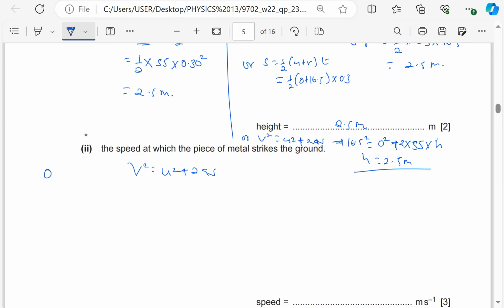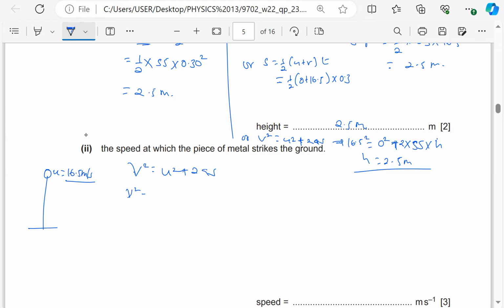If it is on the rocket, a small piece is on the rocket, that means its initial speed is the speed of the rocket at that time, at 0.3 seconds. So the initial speed must be 16.5 meters per second, because the rocket was moving at that speed when the piece of metal separates from it. Then if the initial speed is 16.5, we want to find the final speed.